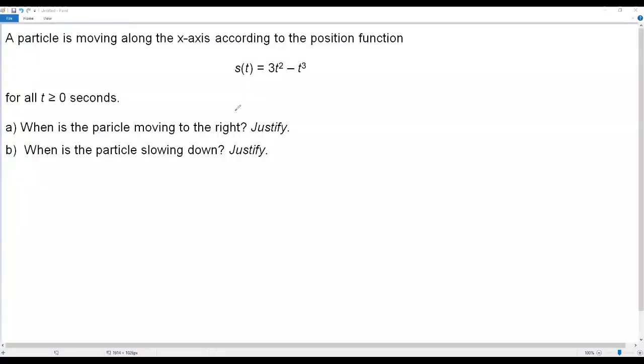Here we have an AP Calculus AB problem. Okay, let's go to the information. A particle is moving along the x-axis according to the position function S of t equals 3t squared minus t cubed for all t greater than or equal to 0 seconds. So here we have two questions.